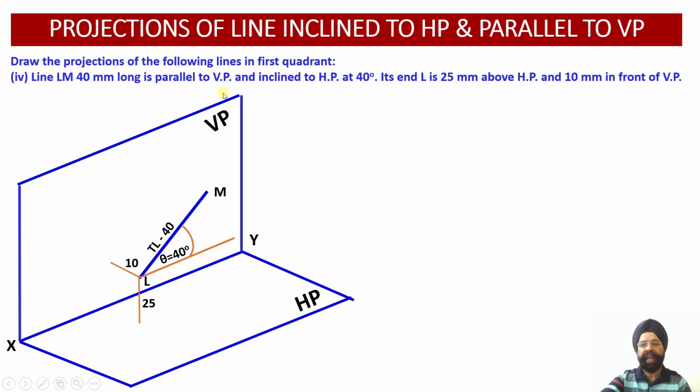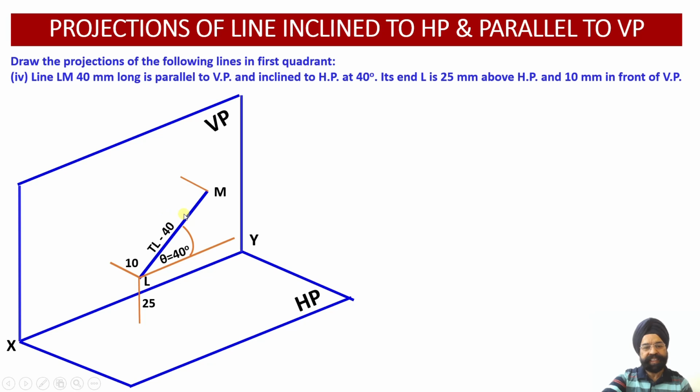40 degree. And we have already discussed that whenever a true length of a line is inclined to the horizontal plane at any given angle, that angle is given the name theta. So the representation or notation of that, the true length inclination with horizontal plane, is called theta. So at an angle of 40 degree, I have drawn 40 mm long line. So LM line has been located in the space, and now which projections I am going to draw?